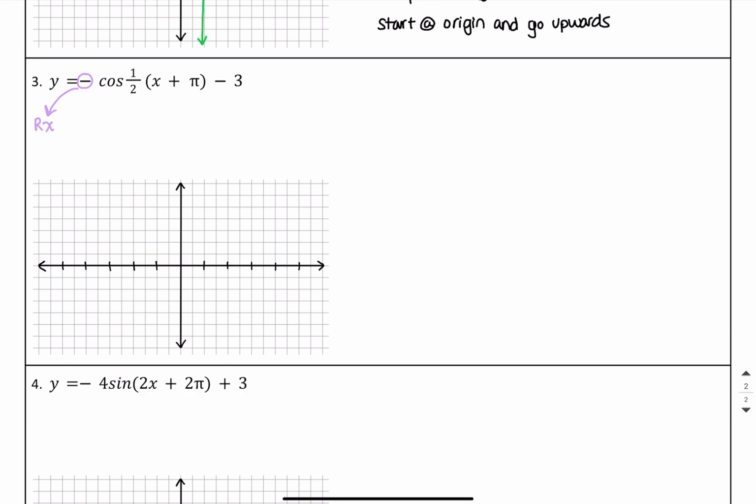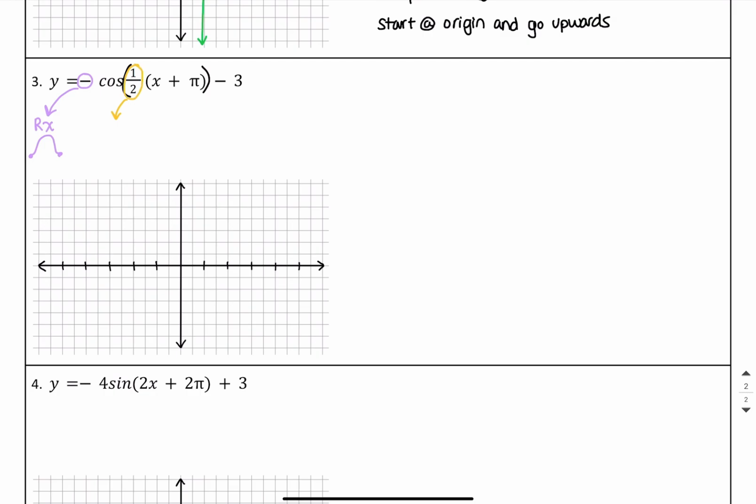Since this is cosine, I know I'm going to be starting at the minimum, and it's going to look like this. Then I also have, this whole thing is inside of cosine. If it's next to cosine, then I have the 1/2 in front. This is my b value.